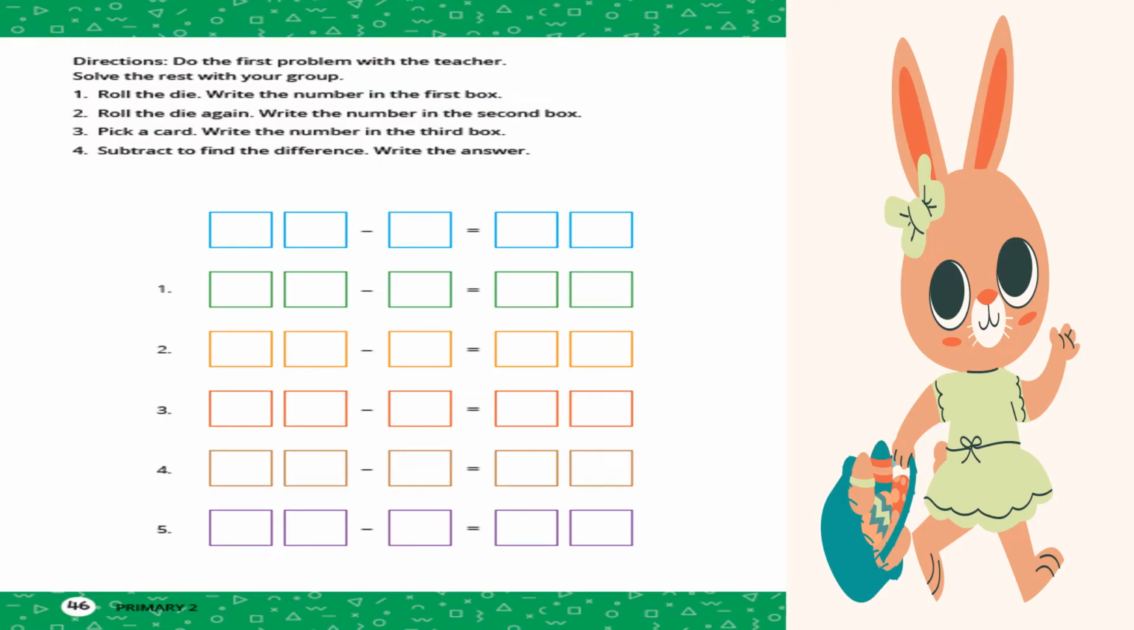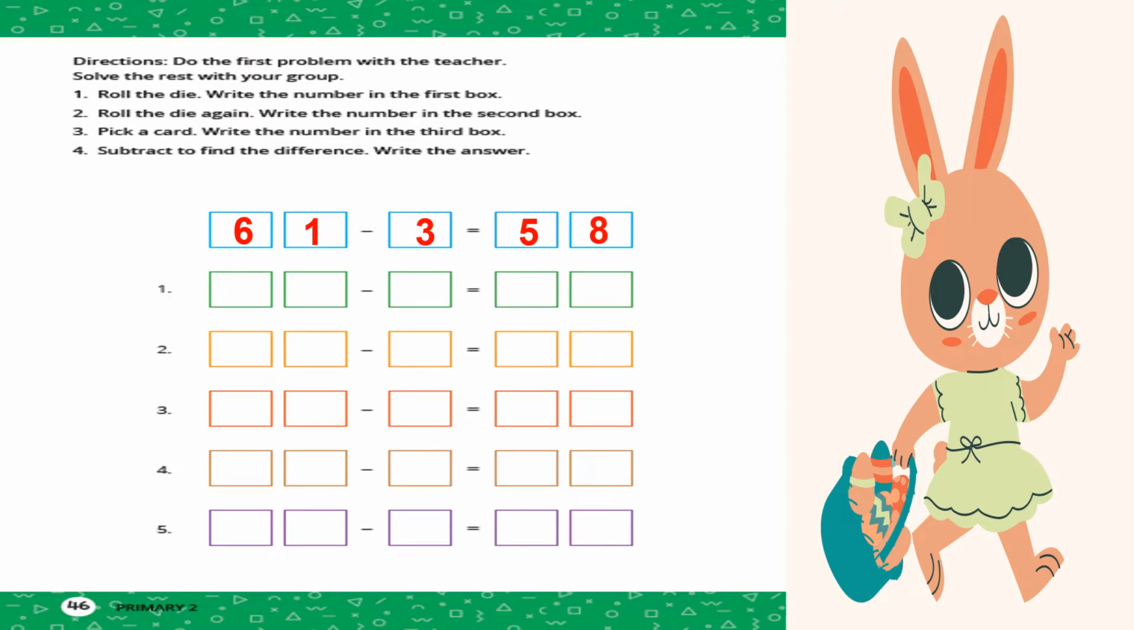Now let's play a game. I will give you some numbers and, using the counting back strategy, find the difference. 61 minus 3. We will go backward 3 steps. What is before 61? 60, 59, 58.